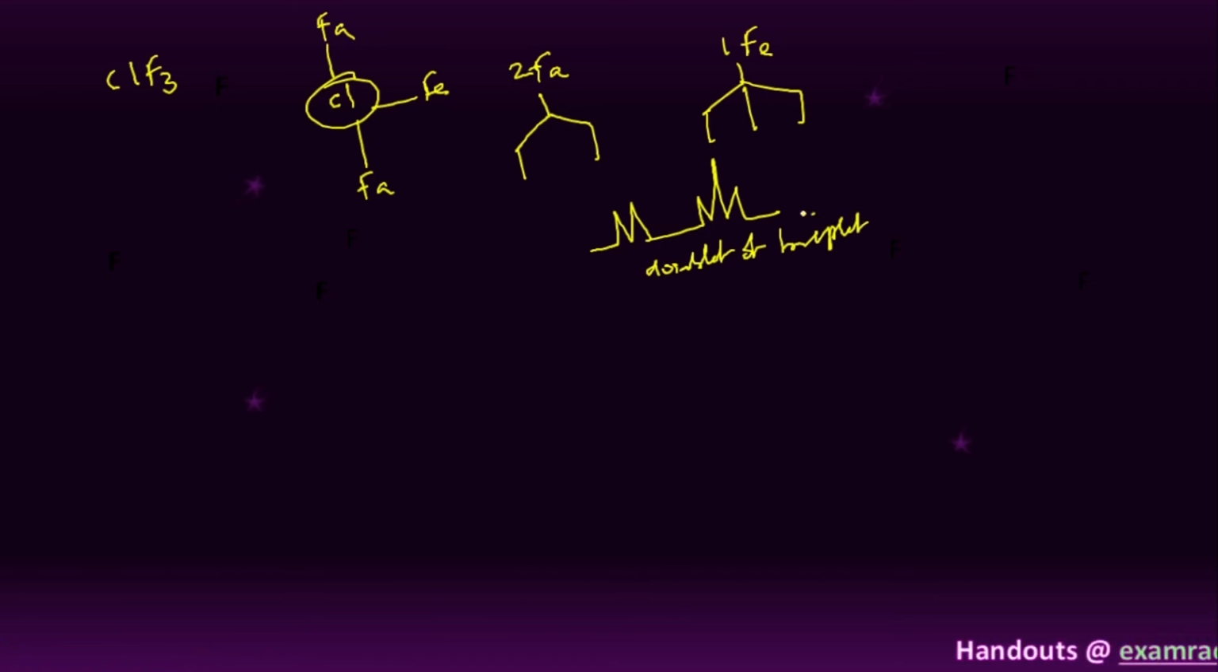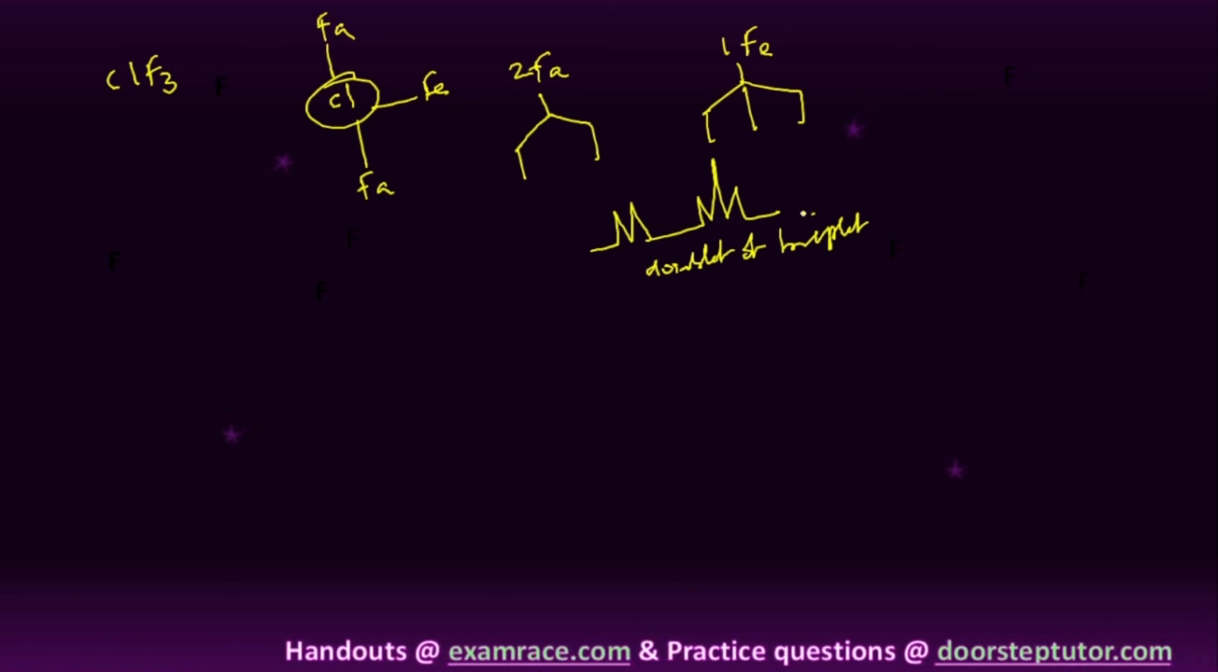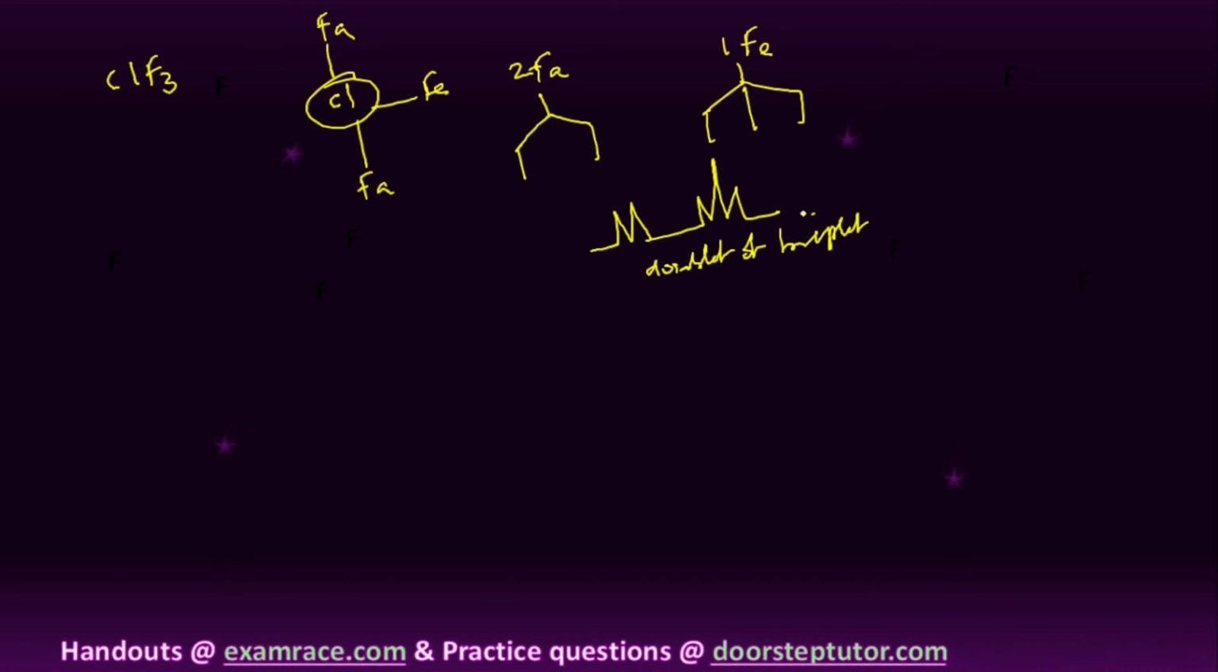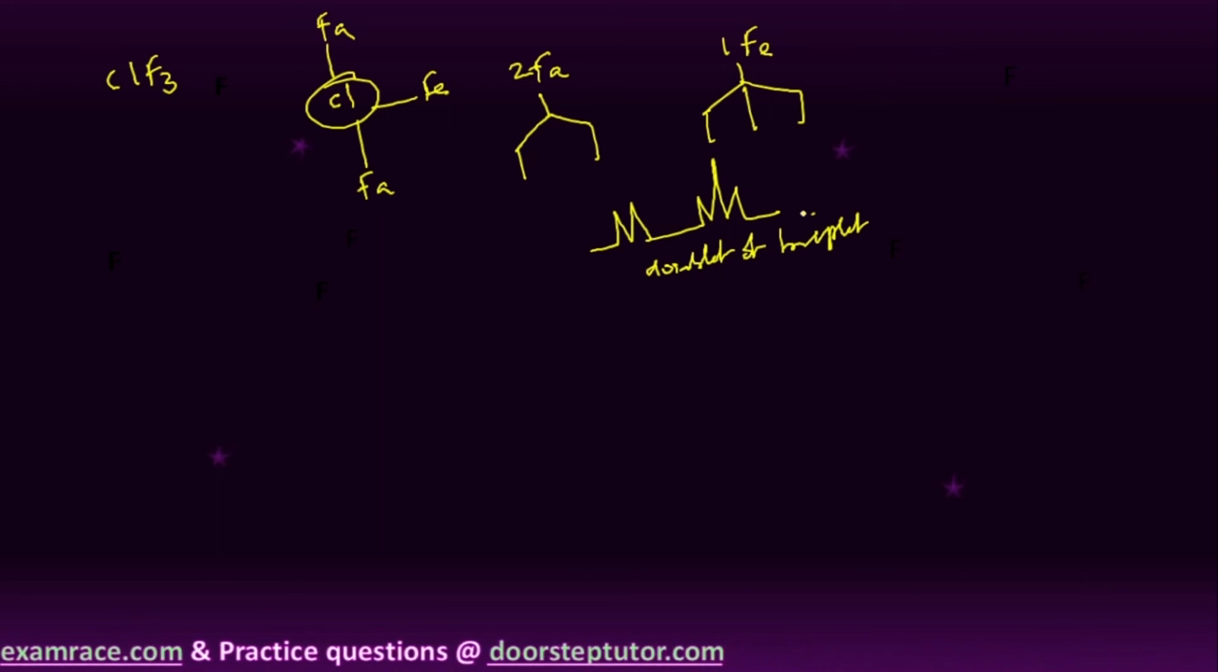Clear, student? These are very important examples in F19 NMR spectra of inorganic metal complexes, student. I hope this lecture is very important for entrance examination point.